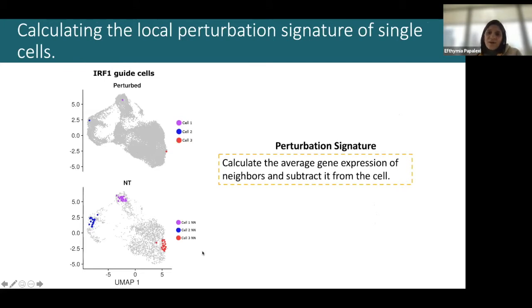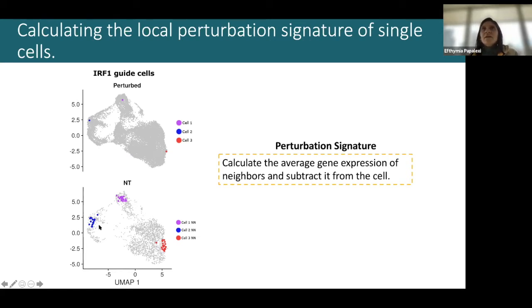So we developed a method to calculate the perturbation signature for every cell, which is a very simple and intuitive procedure. We take a cell in our data set, say this blue cell here on the top, and then we ask, what are the nearest non-targeting control neighbors of that cell? So at the bottom, we find the 20 nearest non-targeting control cells. Once we have these cells, we average their expression, and subtract it from that initial IRF1 cell.